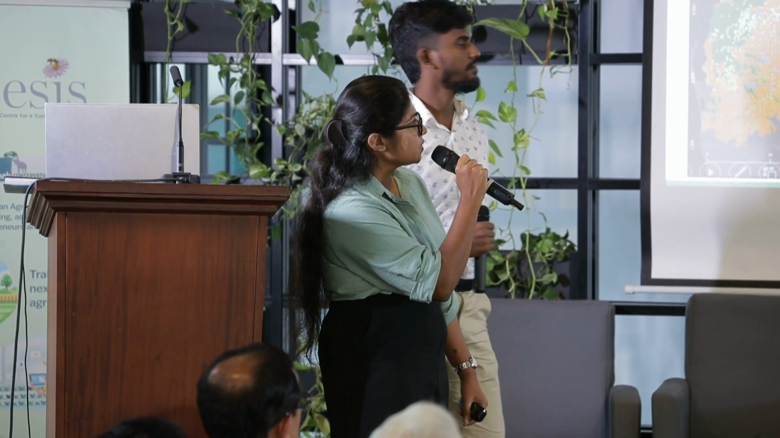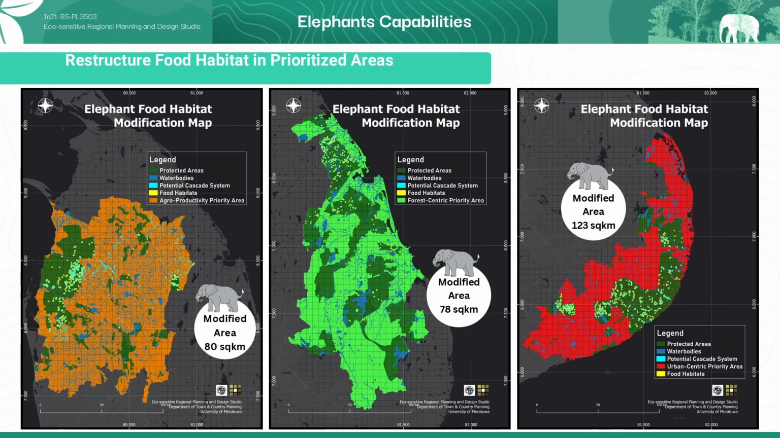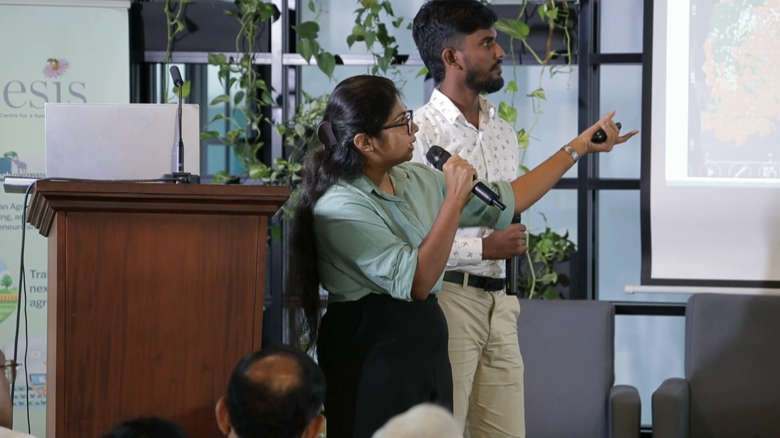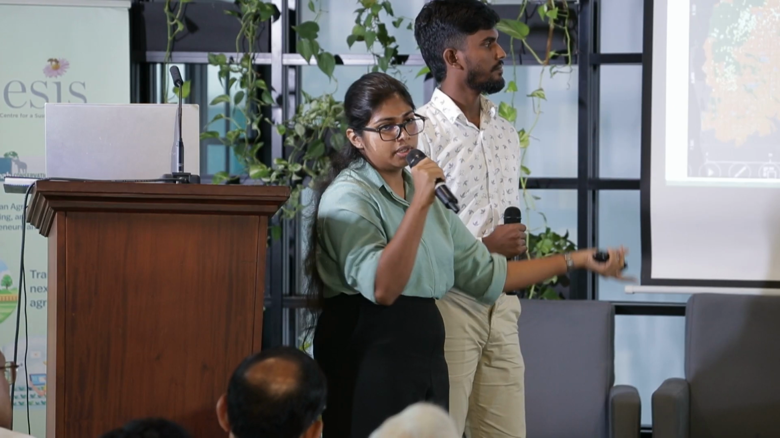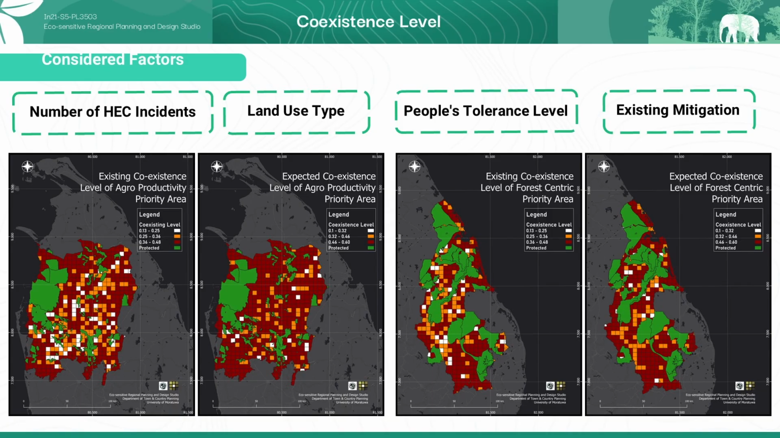So here we propose to restructure 123 square kilometers in the urban-centric priority area and nearly 18 square kilometers in each of the productivity-centric and forest-centric priority areas. Yes, there is a difference between these proposed values because in the urban-centric priority area we mainly want to keep elephants inside the protected areas, because this area has more potential to urbanize.